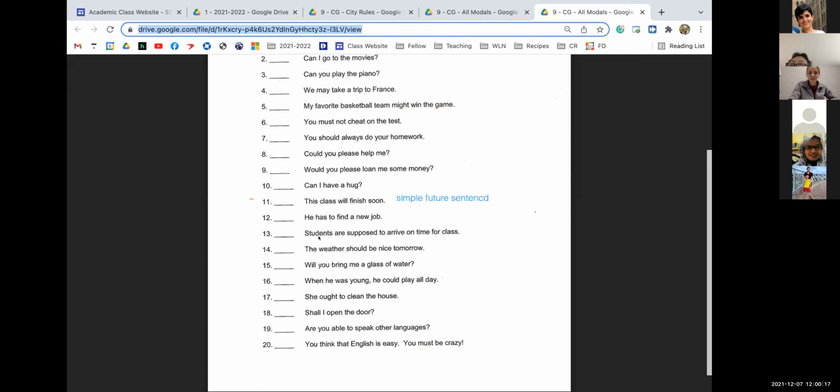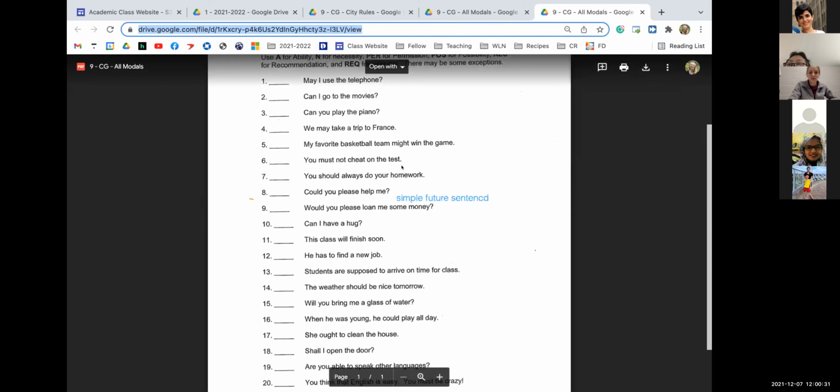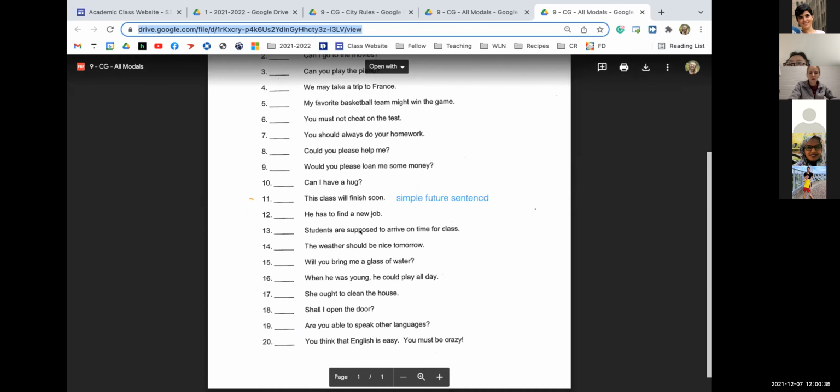Yes. Number 13, students are supposed to arrive on time for class. This is another exception that doesn't follow one of these 6 reasons here, 6 different categories. It's a recommendation. It's be supposed to. Just necessary recommendation in the middle. That's the soft way talk and necessary.